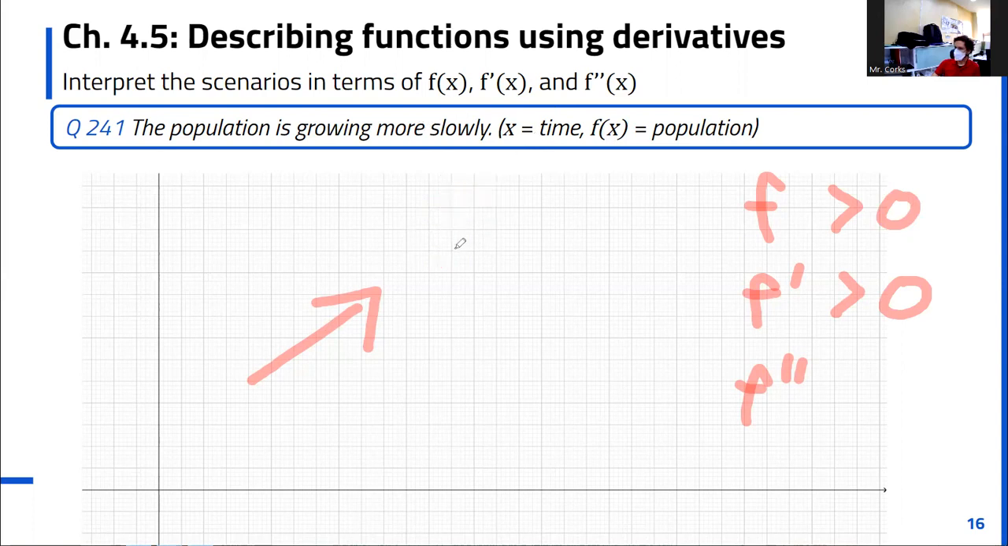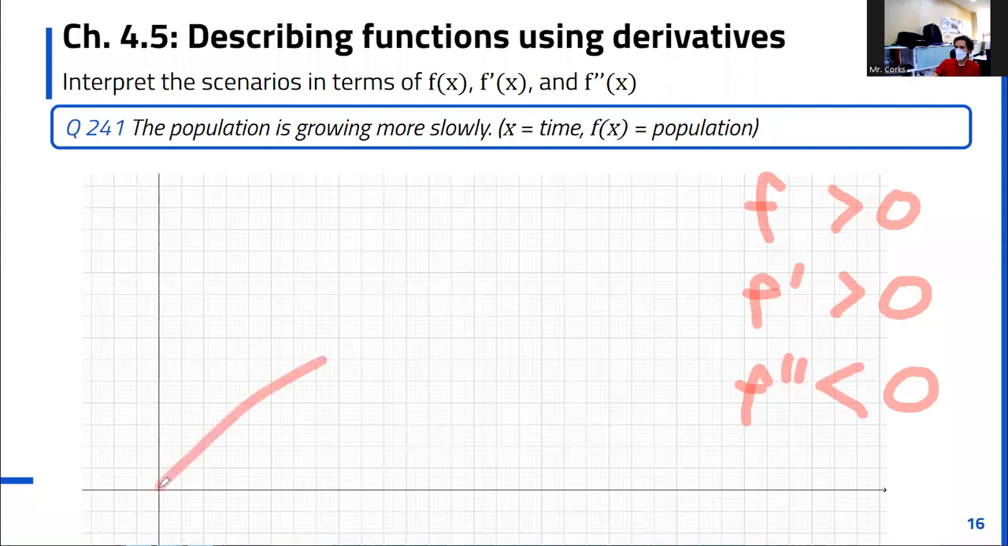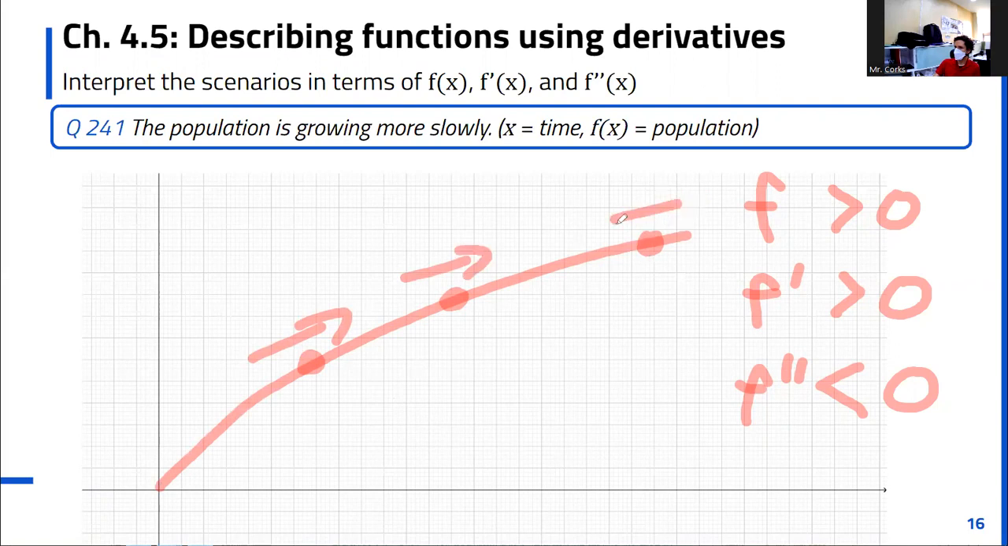So it's still growing, but the speed at which it is growing is slowing down. So still positive, but not as positive as it was before, not as close to positive infinity. So our second derivative is negative here. And that would give us roughly, let's do this in red, a shape like this. As we move along our function, the slopes are getting a little bit less positive, a little less steep. So that's this one.